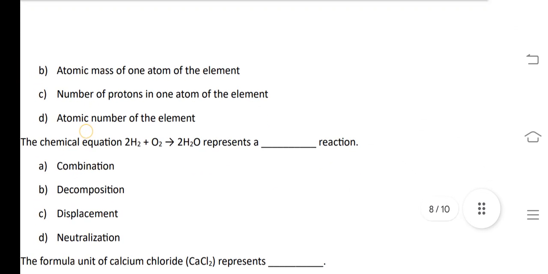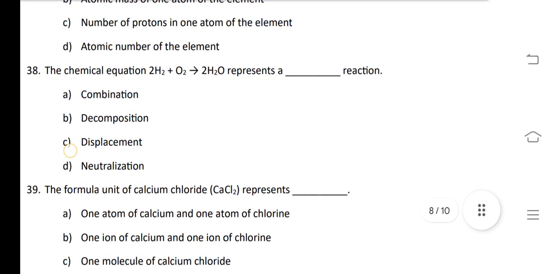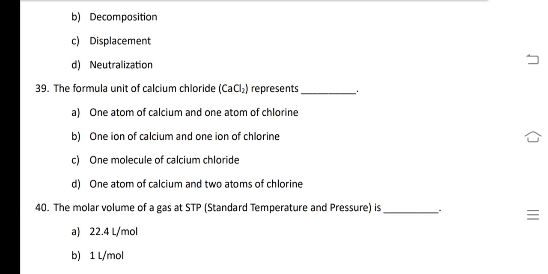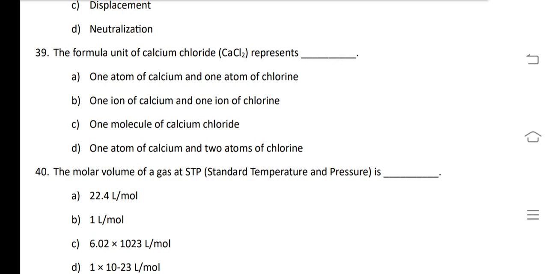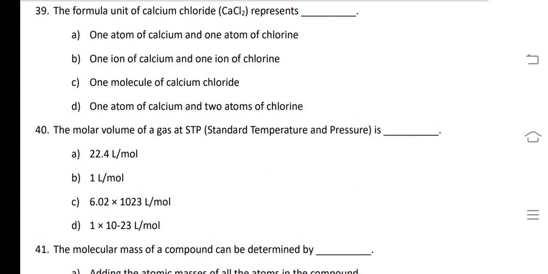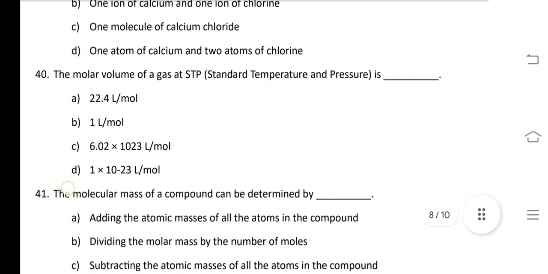Our next question is, which chemical equation represents a combination reaction. A reaction is said to be a combination reaction when two or more reactants react to form a single product. Next question. The formula unit of calcium chloride, CaCl2, represents one atom of calcium and two atoms of chlorine. So the correct answer will be option number D.